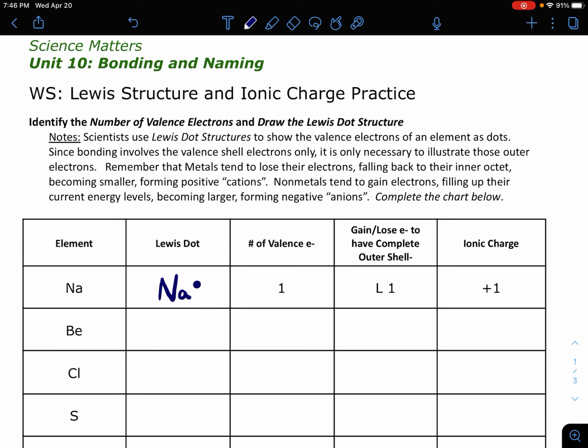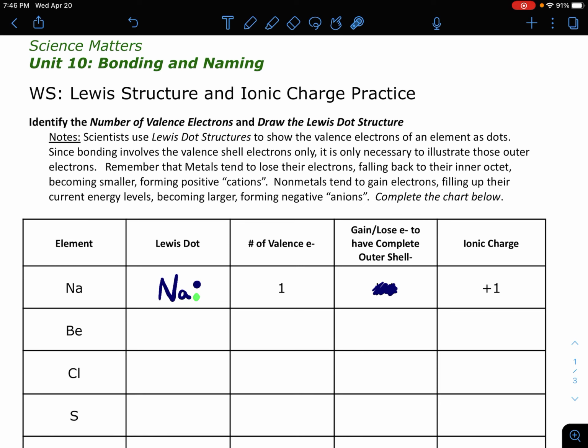Now, the next part in this column, this L1, I'm just going to scribble that out. It's asking what would the atom do in order to have a complete valence shell. If we remember back to what we learned is stable for atoms, they want to have 8 valence electrons around them. 8 in their outer energy level is considered to be a stable configuration.